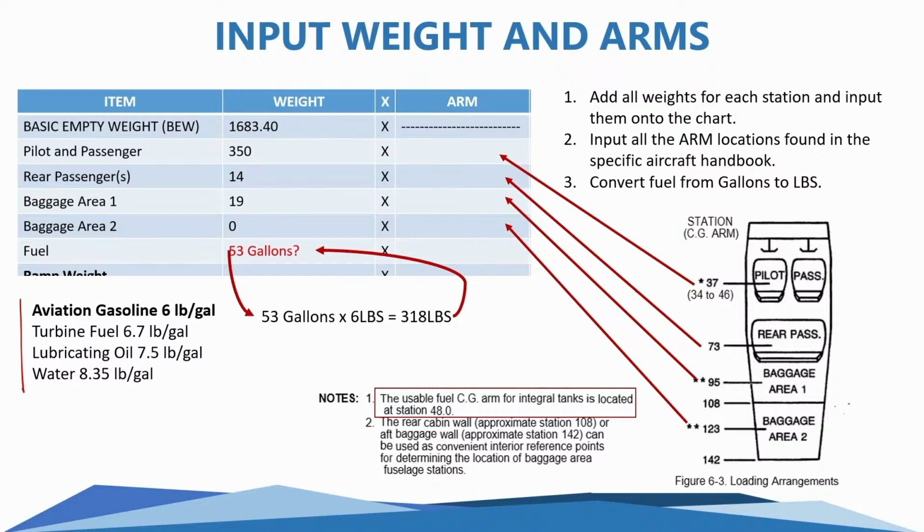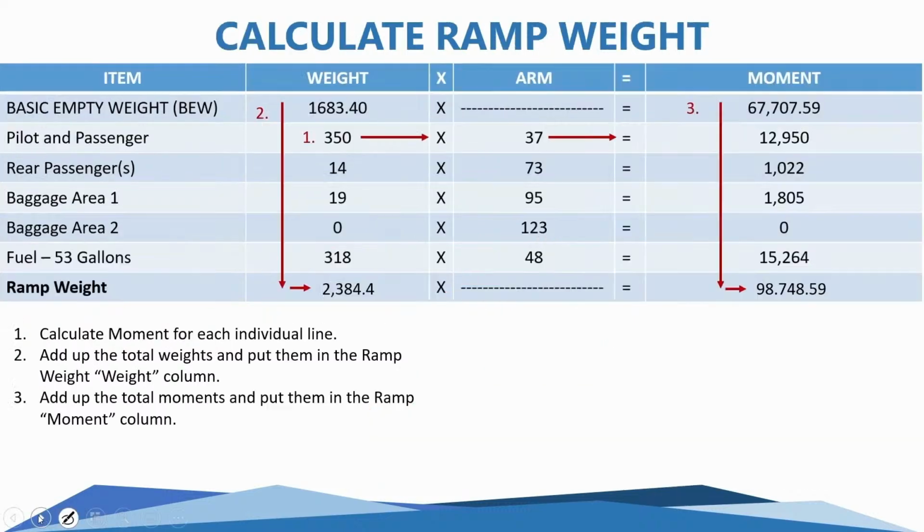So we are flying a piston, so I'm going to take 53 gallons and multiply it by 6 pounds. Instead of writing 53, I'm going to put the weight there of 318 pounds. Now, how am I pulling out the arm? We're going to go back to the note section here, and that is where the arm is located, which is 48 inches.